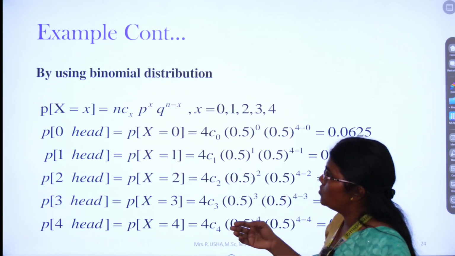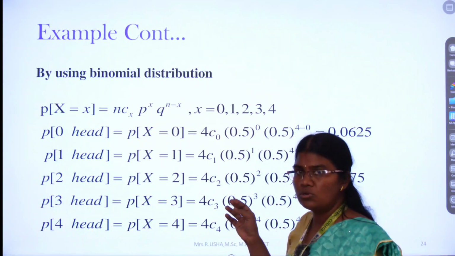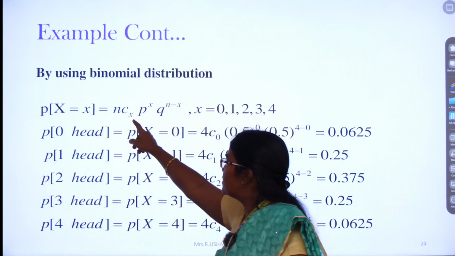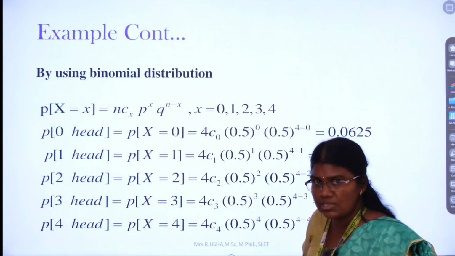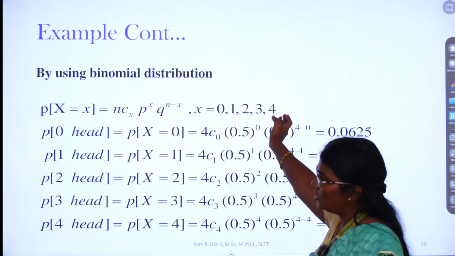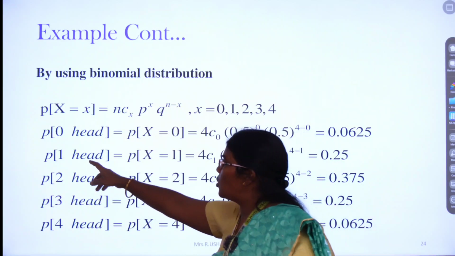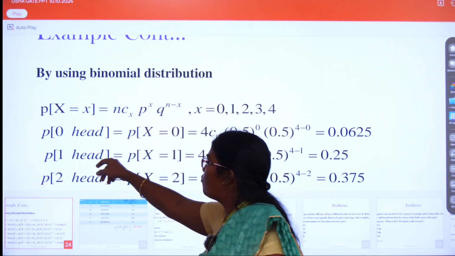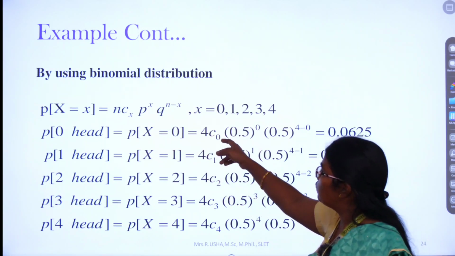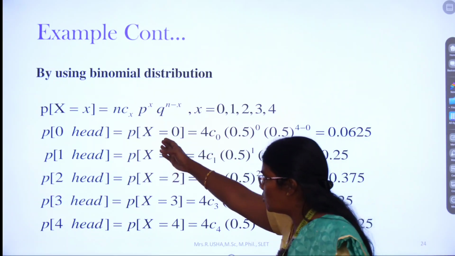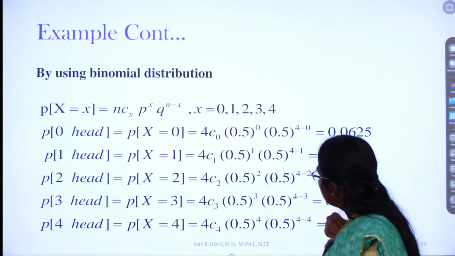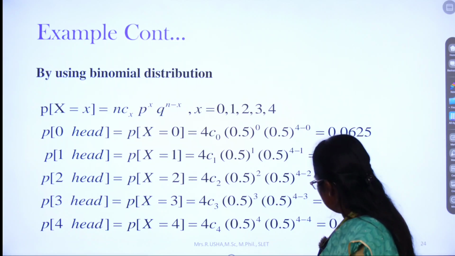So for this we are using the binomial distribution to fit the goodness of fit. We know that P of x equals nCx P power x Q power n minus x, where x takes values 0, 1, 2, 3 and 4, because we are considering only 4 coins. First, P of 0 heads, that is P of x equal to 0. In place of x, we replace x as 0. We are getting 4C0, 0.5 whole power 0, into 0.5 power 4 minus 0.